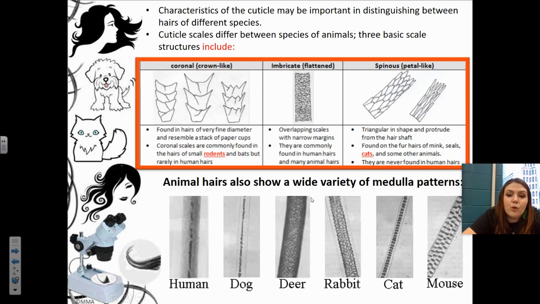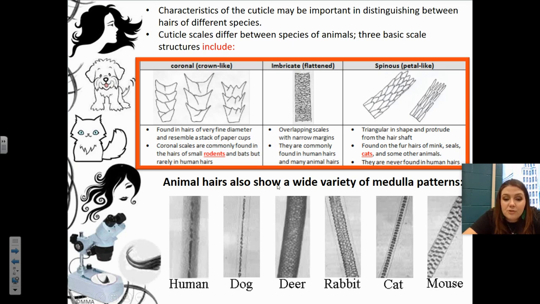Characteristics of the cuticle may be important in distinguishing between hairs of different species. So another difference is our cuticles. So the cuticle that's on the outside of the hair shaft that's protecting us, all the little scales. Their scales tend to look a lot different than ours, animals-wise. There's coronal, crown-like, so it looks like little crowns stacking on top of each other. Imbricate or flattened, so all the scales are flattened on top of each other, which is what ours looks like. And then spinous or petal-like, so looking like little flower petals all the way down.